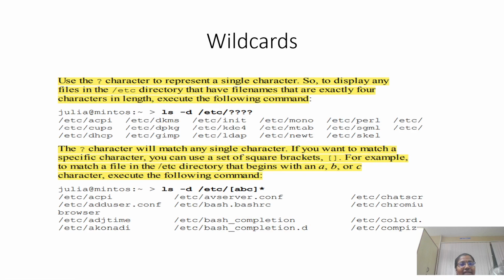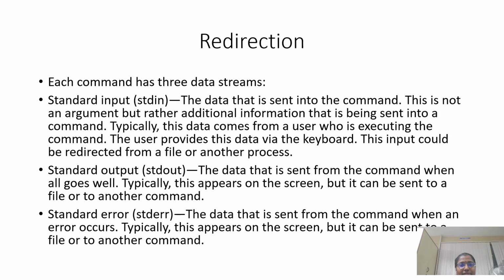So the question mark represents a single character. To display any files in the /etc directory that have file names exactly 4 characters in length, you can execute the following command: ls -d /etc/????. The 4 question marks mean that the files under the etc directory having 4 letters will be displayed.